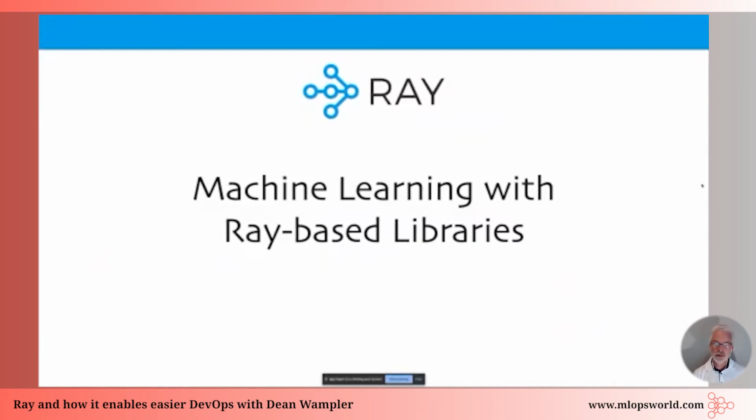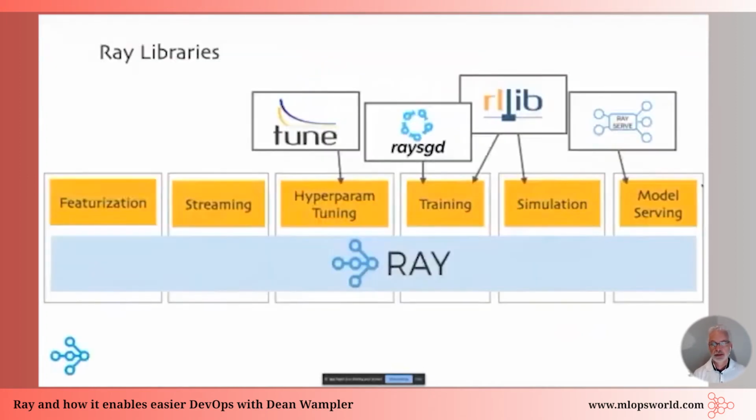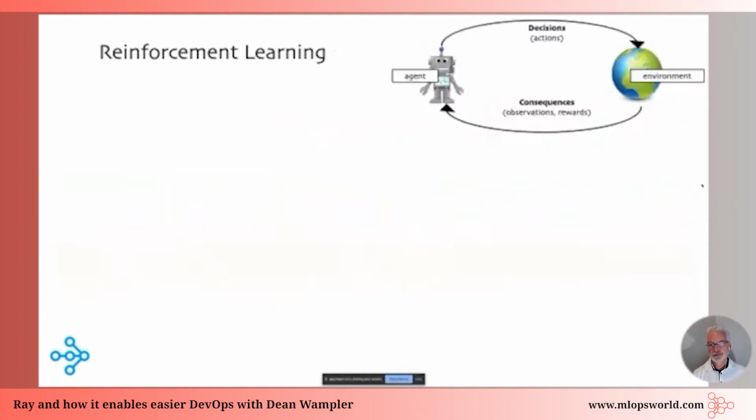So let's talk a little bit about the libraries built on top of Ray. We saw this before where I showed 4 libraries at the top. I'm only going to talk about one today, which is the reinforcement learning library. This was really the first thing that was built with Ray, because as we'll see, reinforcement learning kind of really drove the need for something like Ray.